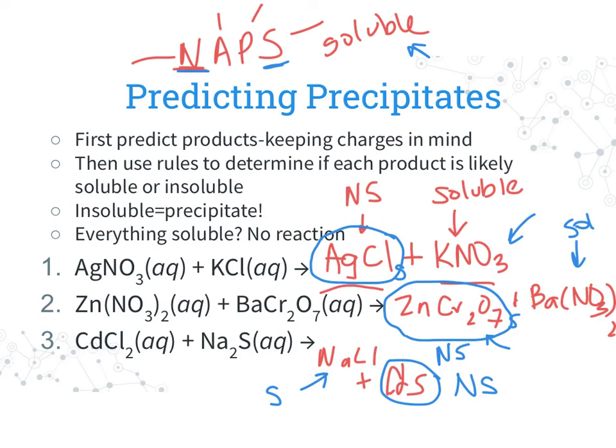If it has nitrate, which is NO3, ammonium, which is NH4, potassium, which is K, or sodium, which is Na. If it has any of those four, we always know it is soluble, so it can't be our precipitate. So if there is a precipitate, it has to be the other one.